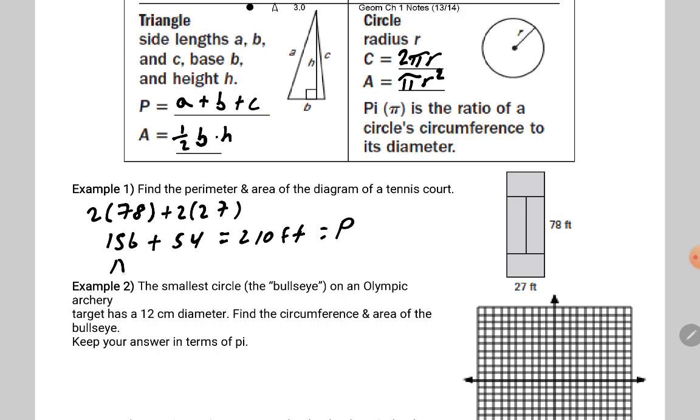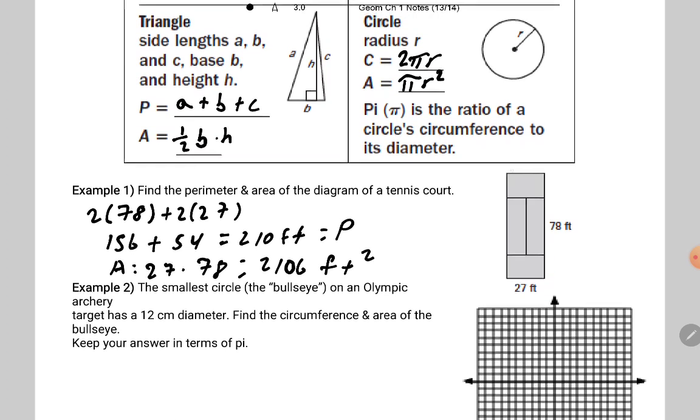Area is length times width, 27 times 78, and we'll get 2,106 feet squared. So units are important. With area, we're always dealing with square units, and with perimeter, we're just using regular units. We call it square feet because in area, we split this into little boxes and then we count them all up.